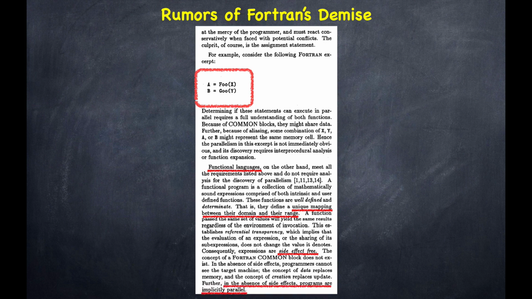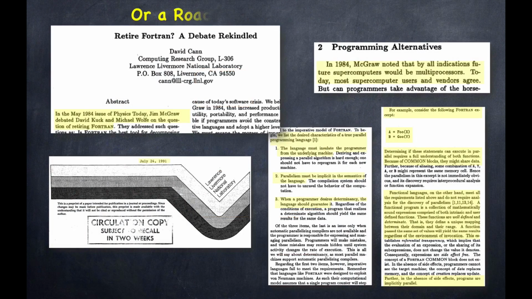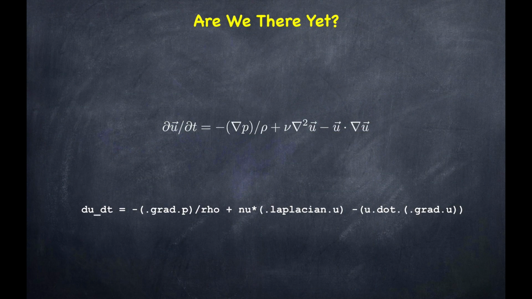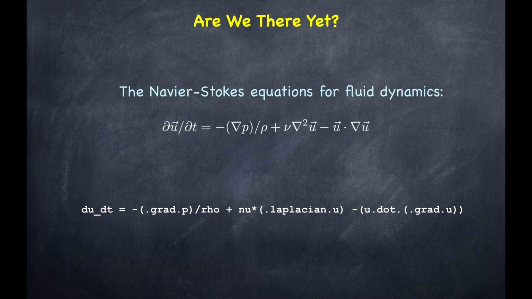In the next video, we'll see how the arguments made in the process of calling for Fortran's demise actually turned out to be a prescient roadmap for Fortran's future. Each of the desirable features we just talked about now exist in the language. To illustrate, let's look at one of the most important partial differential equations of classical physics, the Navier-Stokes equations that describe fluid flow.